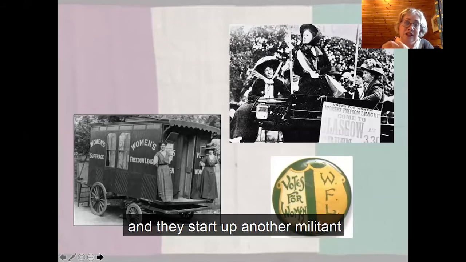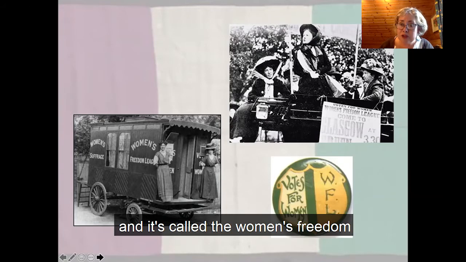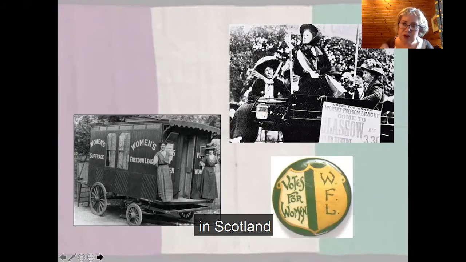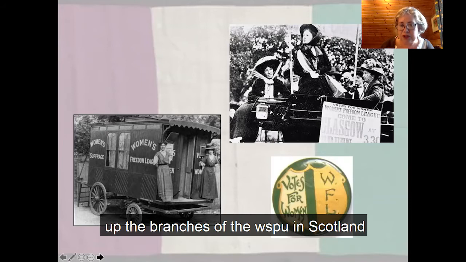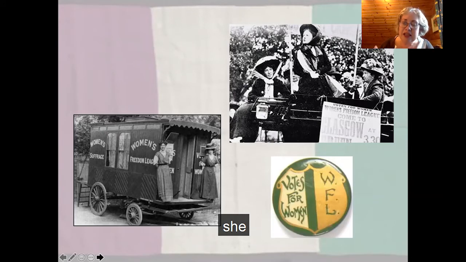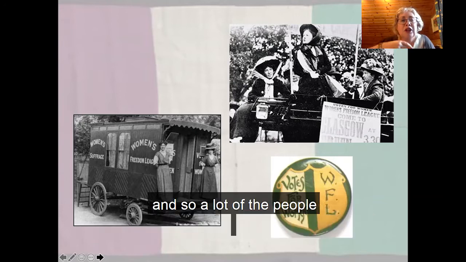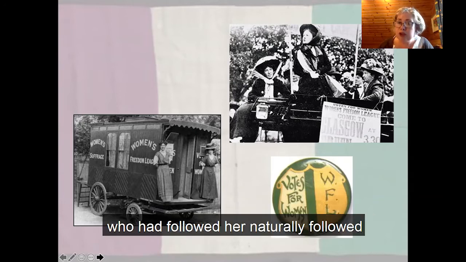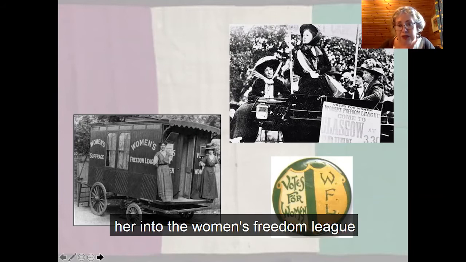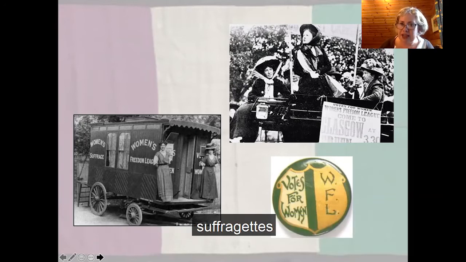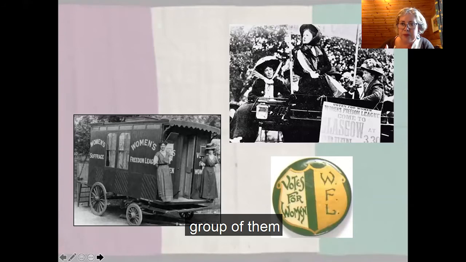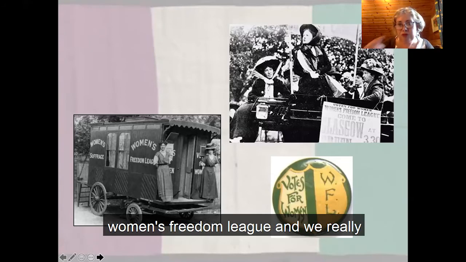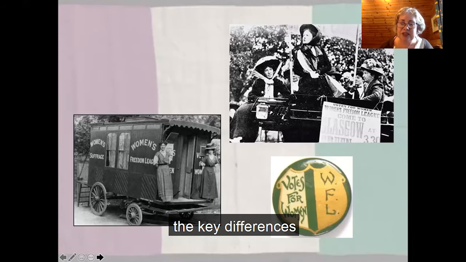And they start up another militant organisation, and it's called the Women's Freedom League. And the reason it's so important in Scotland is that Teresa Billington, the person who'd come to Scotland, who'd helped to set up the branches of the WSPU in Scotland, she sets up now the Women's Freedom League. And so a lot of the people who had followed her naturally followed her into the Women's Freedom League. So when we talk about the Scottish Suffragettes, yes, some of them are still answering to Mrs. Pankhurst, but there's a whole other group of them who are members of the Women's Freedom League. And we really need to remember that. And it's one of the key differences that we see in Scotland.